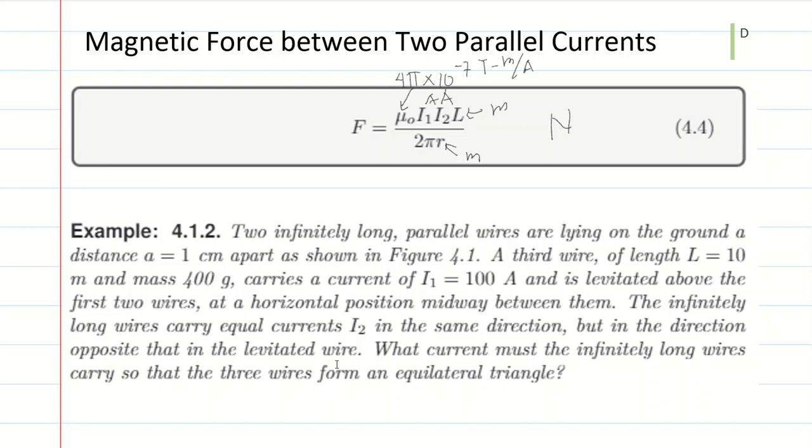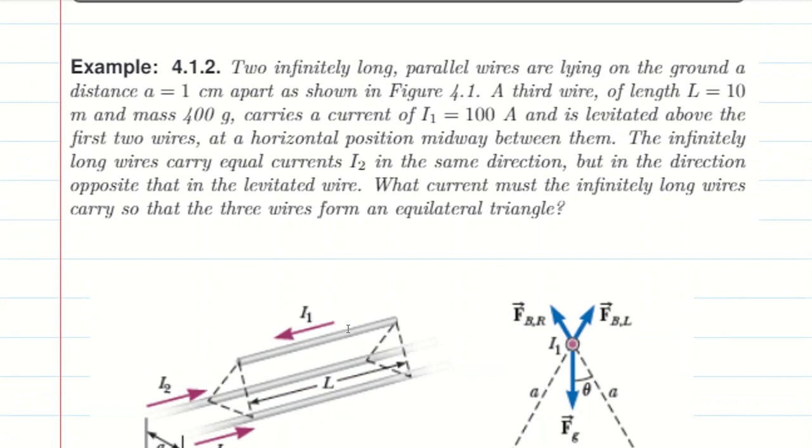So I1, I2, 2 pi r. Let's apply this formula and take an example. Here, we have two infinitely long parallel wires lying on the ground, a distance a equal to 1 centimeter apart, shown in figure 4.1. So this is the figure. A third wire of length L equal to 10 meters and a mass of 400 grams carries a current I1 equal to 100 amps, and is levitated above the first two wires at a horizontal position midway between them. The infinitely long wires carry equal currents, equal to I2, in the same direction, but in the direction opposite to the levitated wire.